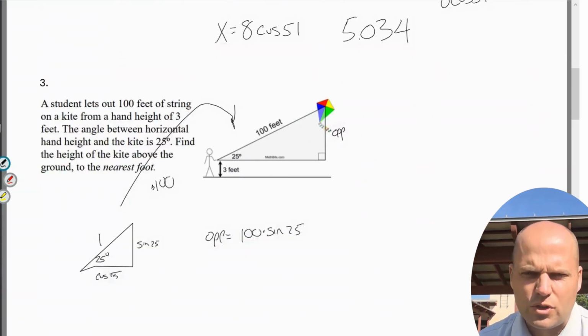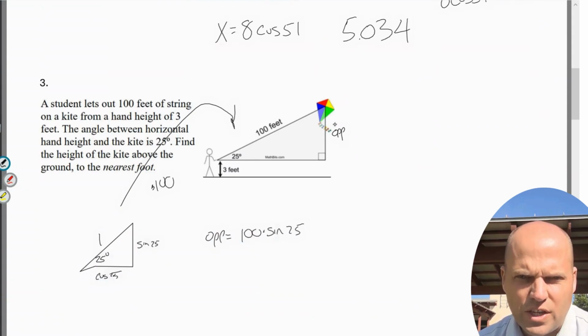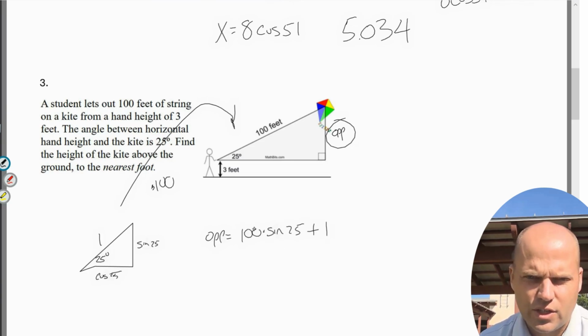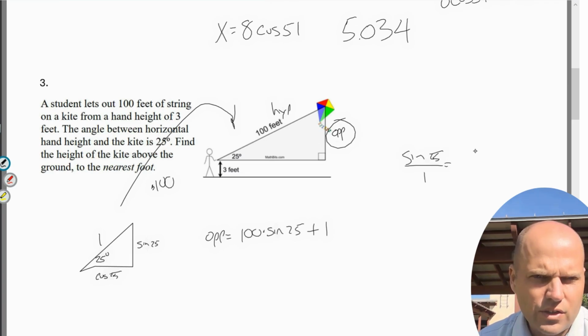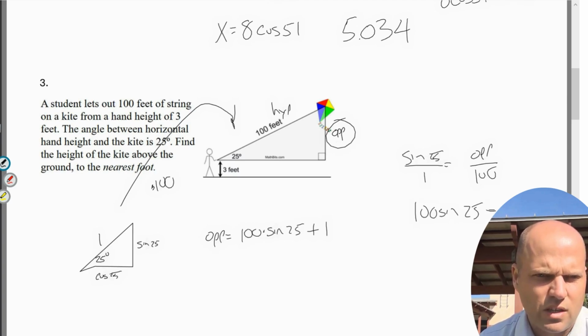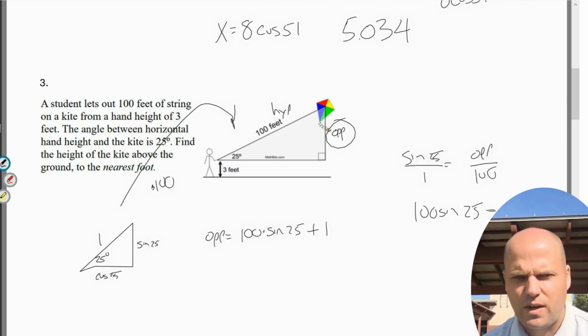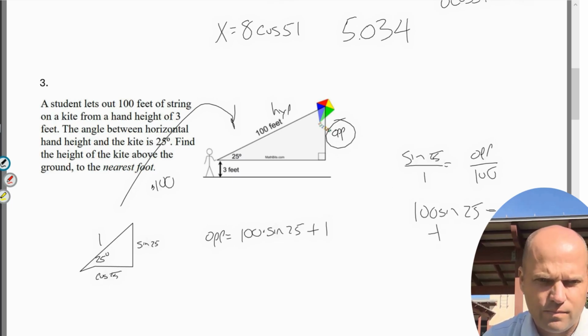If you were to use a proportion, you'd say, I want to find the opposite. Your answer is this plus 3. And I have the hypotenuse, so I'm going to use sine in SOHCAHTOA. Sine of 25 over 1 is the same as the opposite over the hypotenuse. Cross multiply, divide. There's no dividing because we just get the opposite is 100 sine 25. Don't forget to add 3.